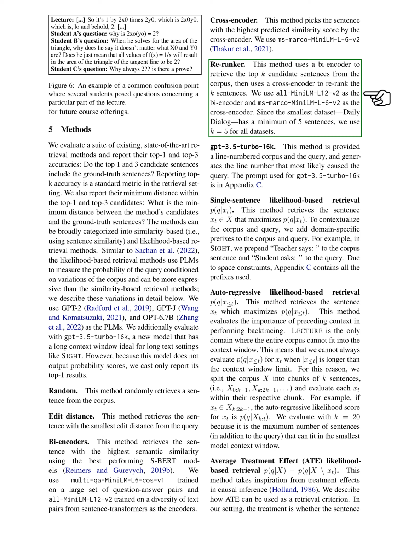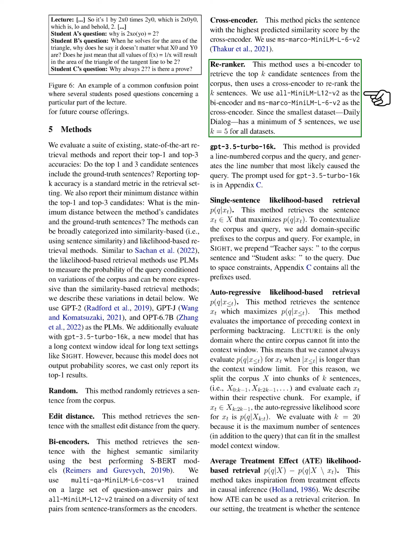Section GPT 3.5 Turbo 16K. In this section, we introduce a method that takes a corpus with line numbers and a query, then identifies the line number most likely responsible for generating the query. The specific prompt we use for this method is detailed in the appendix. We explore several strategies for ranking sentences based on their likelihood of being relevant to the query.